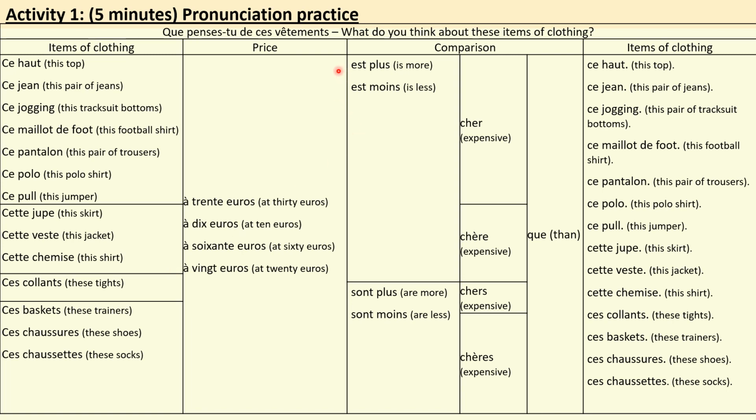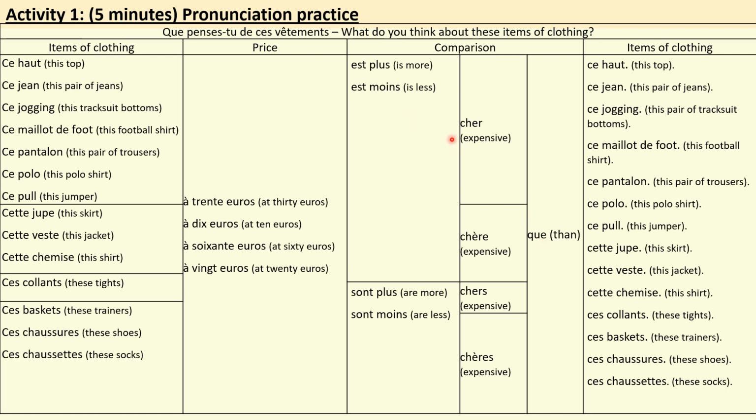Okay, I'm going to do 3 columns together so it makes sense. Écoutez et répétez, est plus cher que. And again, est plus cher que. And to say less expensive is less expensive than. Écoutez et répétez, est moins cher que. And again, est moins cher que. So you notice that with the OI sound, that makes a wa sound, moins cher que.